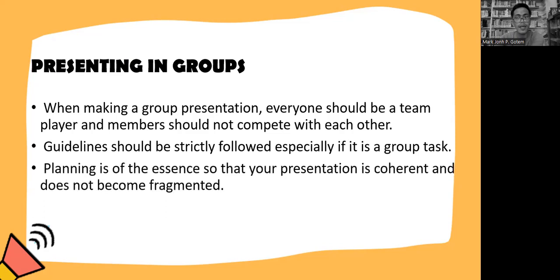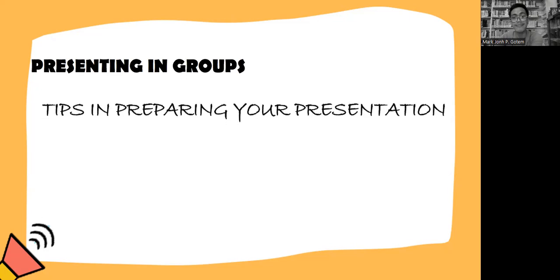Next, planning is the essence so that your presentation is coherent and does not become fragmented. There should be a flow. The first speaker should not take the topic of the second, third, fourth, or fifth, because then there is nothing left to discuss. You should be united and in agreement in your presentation, especially in groups.